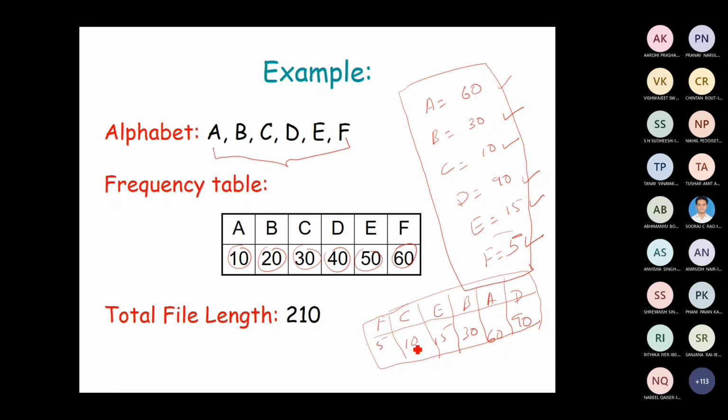You have to make a table in this way, then only it is very easy for us to construct the Huffman tree. Okay. So this is what.